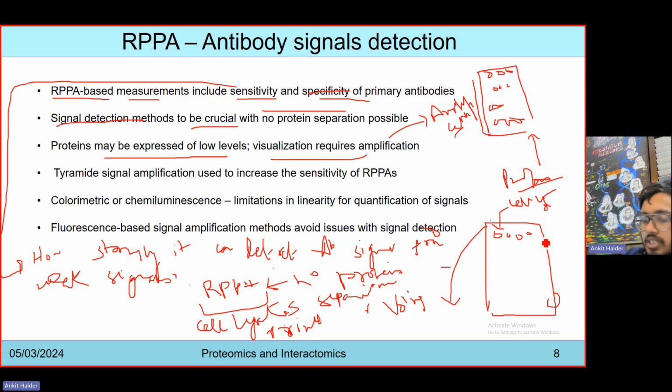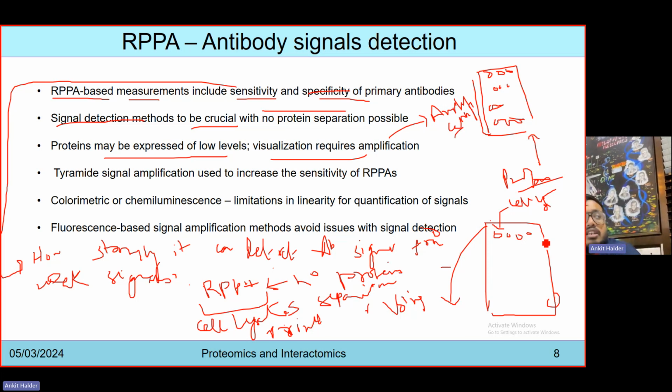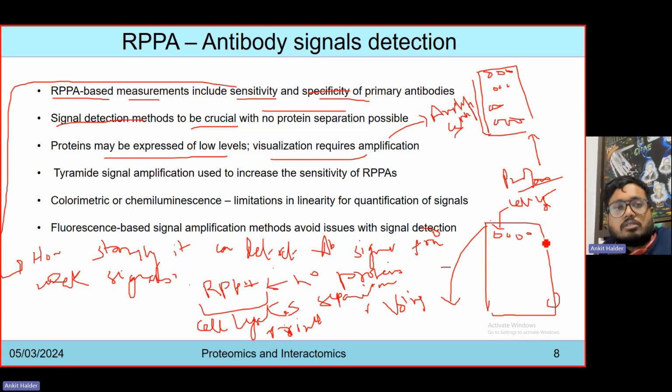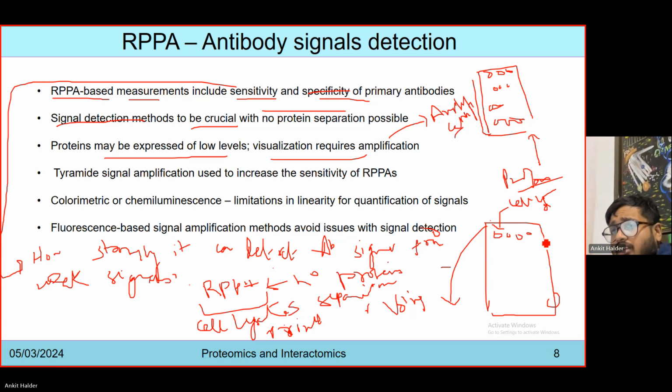Okay, so these proteins are expressed at low levels, and this will require amplification. As I mentioned, if you are working with different printed lysates, you are not separating out the proteins in different samples in a high throughput manner, so the proteins that are generated can be expressed at low levels.